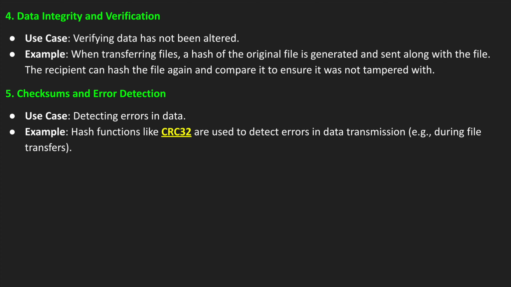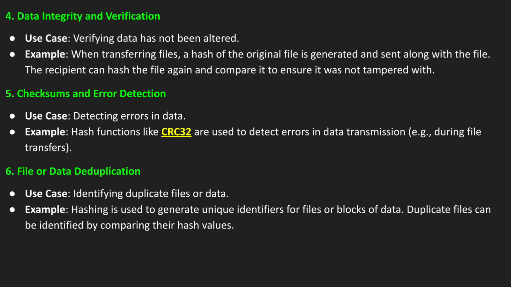Another one is that we use hashing for checksums and error detection. We use algorithms such as CRC32 for it. We also use it for file and data deduplication. When we are receiving data, instead of comparing the whole data, we use a hashing algorithm, give the data as an input, and compare the output with the previous value in order to detect duplicates.